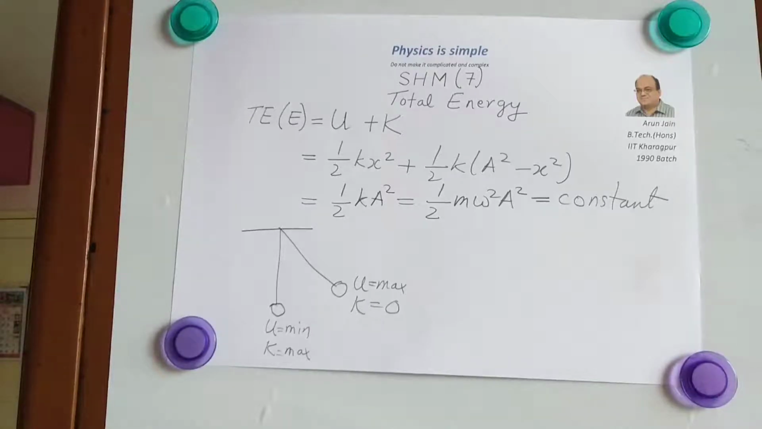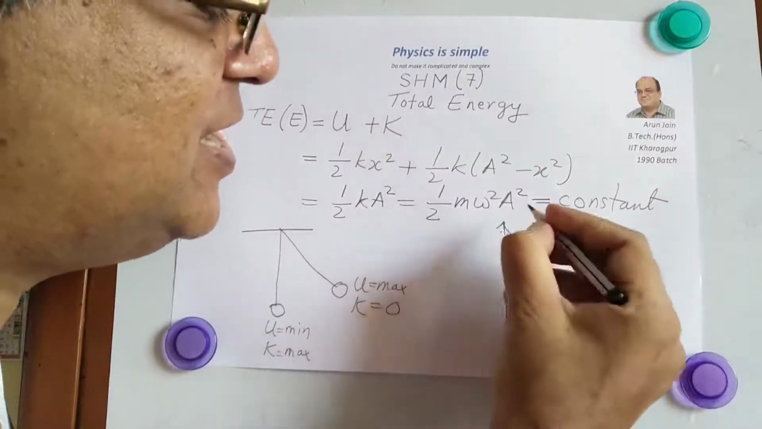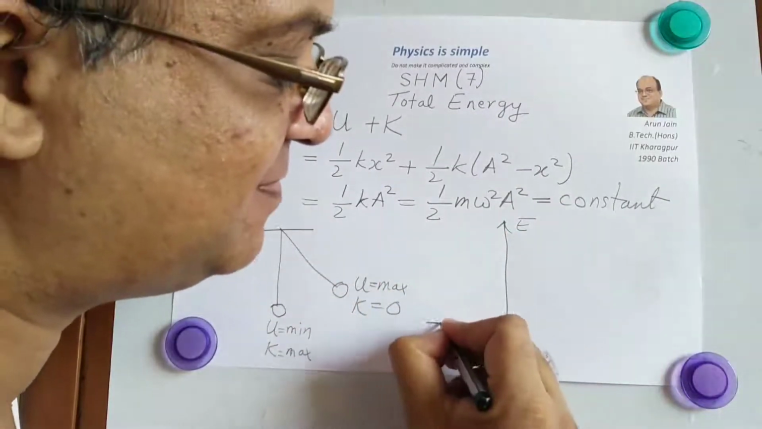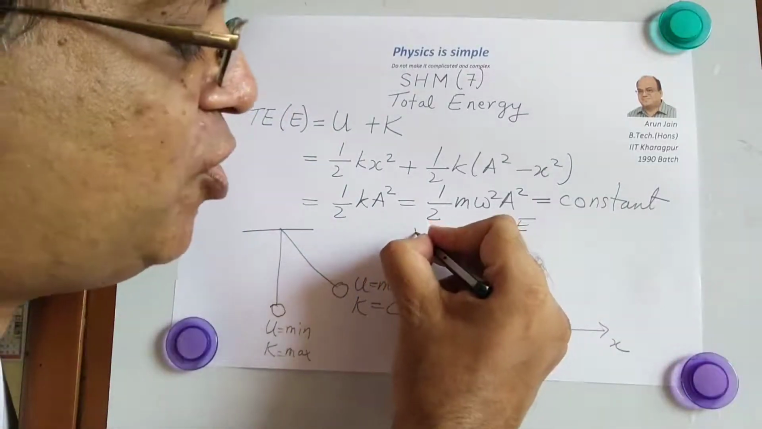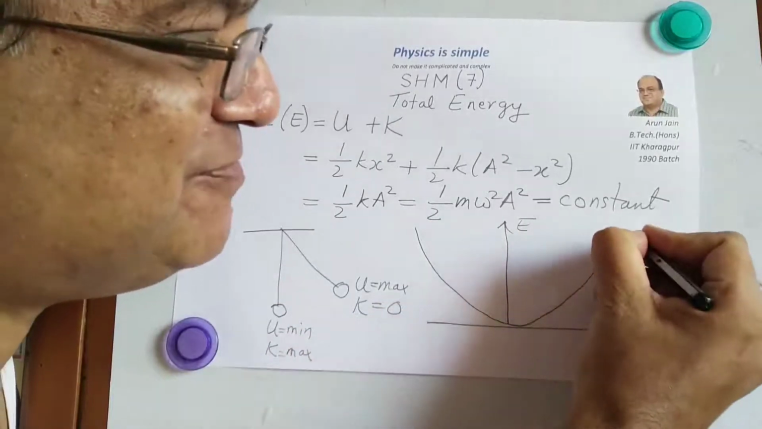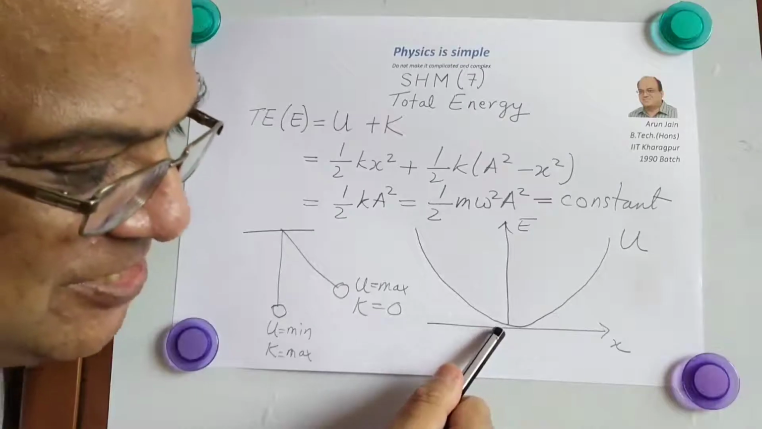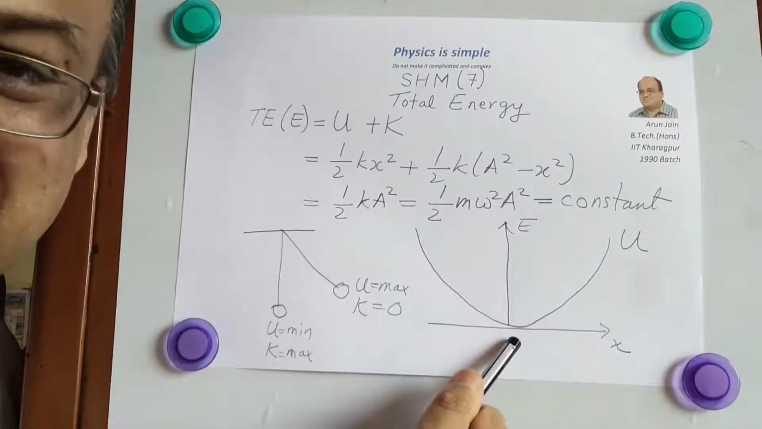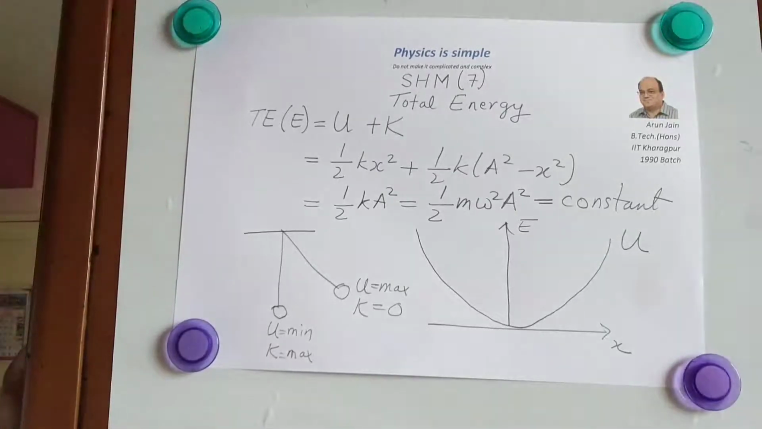So if you draw the graph of energy versus x, the potential energy graph always looks like U. U is the symbol for potential energy, and the graph also looks like U. At the mean position, U is minimum, you can take it to be 0. Here you have taken it to be 0. Otherwise U is minimum, the graph will look like U.